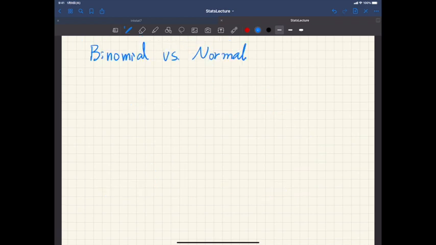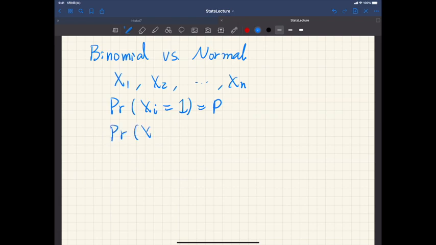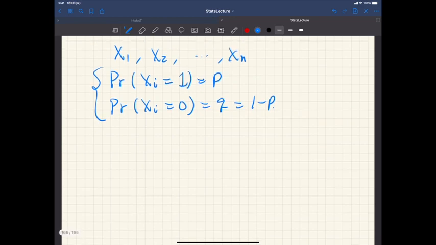Now let's compare the binomial distribution with the normal distribution. Actually, we're going to approximate the binomial distribution with a normal distribution. To do so, let's consider a collection of Bernoulli random variables x1, x2, and so on. They all follow the same Bernoulli distribution. That is, the probability of xi being 1 is given by p, and the probability of xi being 0 is q, which is 1 minus p, for each i equal to 1 up to n.